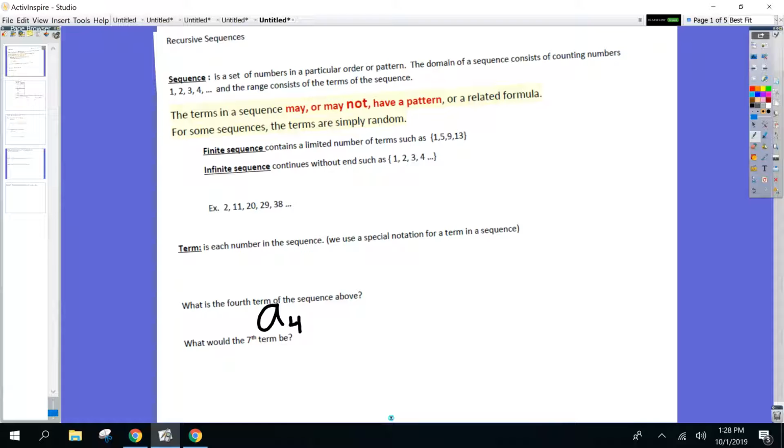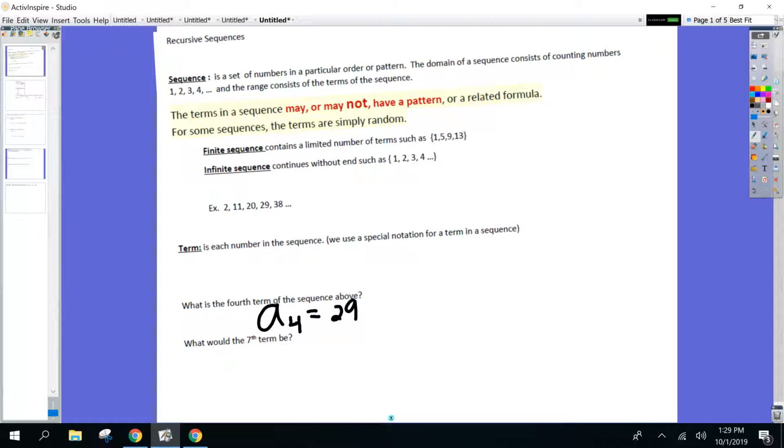So instead of literally writing the words fourth term, this is how we're going to symbolize it. A subscript 4 is equal to 29. We good there? All right, now give me the seventh term. Well, you only wrote 5 up there. There is a pattern now. So somebody start clicking away on the calculator for me. What is the seventh term up here?